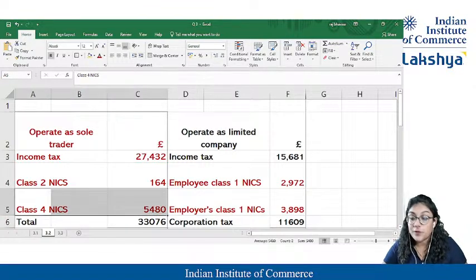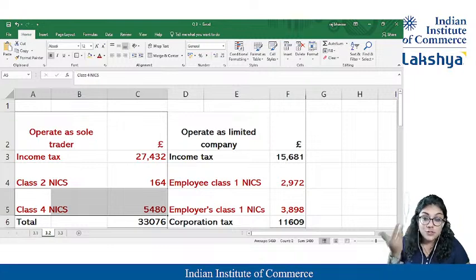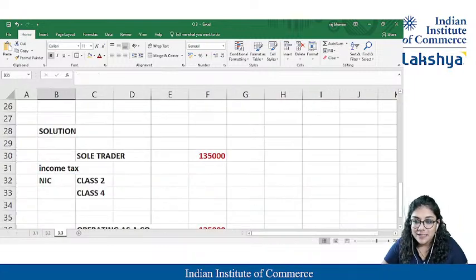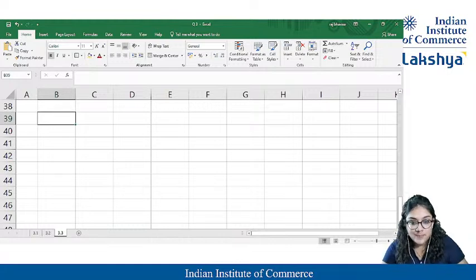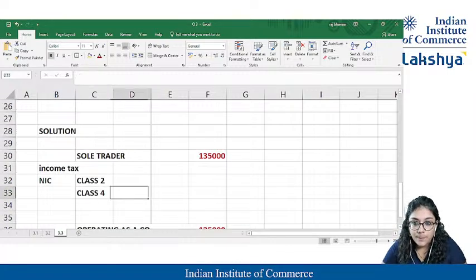Yes, ma'am, we have to book for class 4 also. So additionally we are supposed to book. So we can go ahead and write the solution. That is, for sole trader, class 4 expenditure over here, I can write class 4. That is, 35,000 is increased, ma'am.